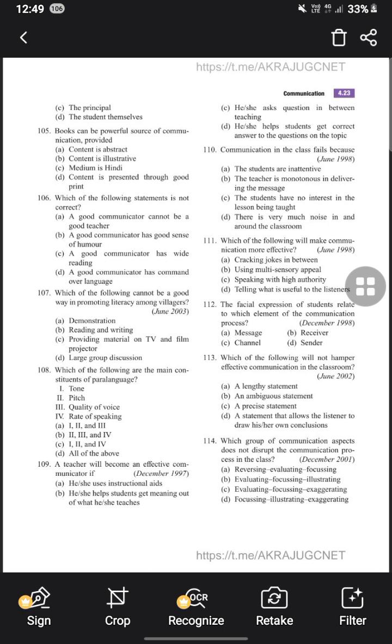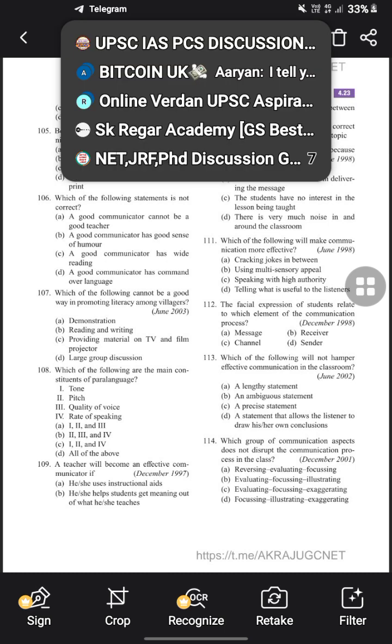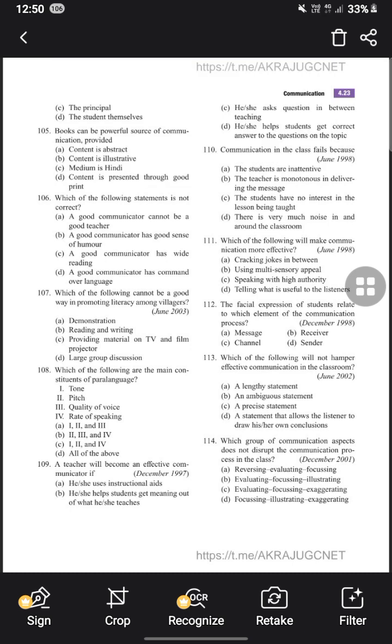Which of the following are the main constituents of paralanguage? 108 is D, that is tone, pitch, quality, rate. A teacher will become an effective communicator if 109 is B, she helps students get meaning out of what she teaches. Communication in the class fails because 110 is B, the teacher is monotonous in delivering the message.